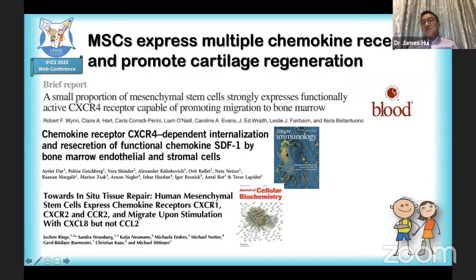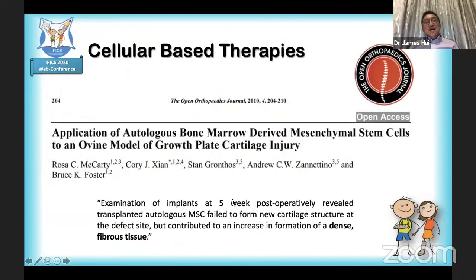And later, of course, the sexy words mesenchymal stem cells and stem cells come in, and they all published in high impact factor journals like Blood, Nature, and JCB. And of course, I also jumped on just at the rest. So Bruce Foster, again, used autologous bone marrow derived MSCs to try to repair and transplant onto the defect site. But he found only a dense fibrous tissue, although he sort of prevented them from going to the bony and trabecular phase.